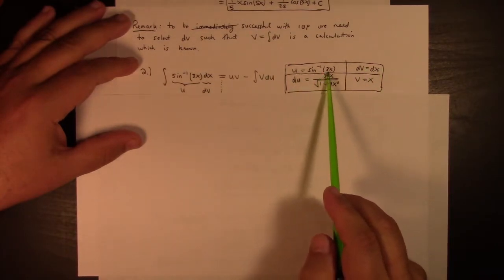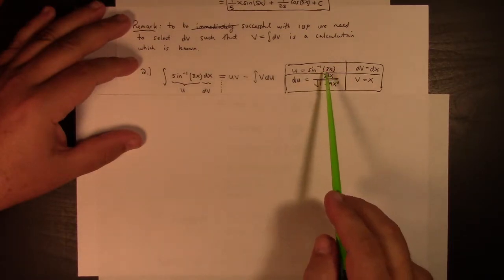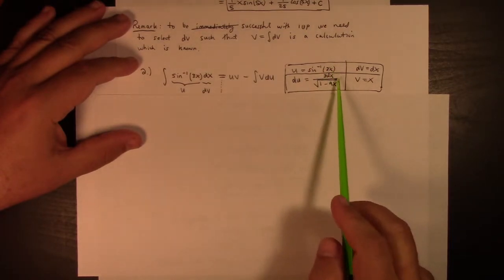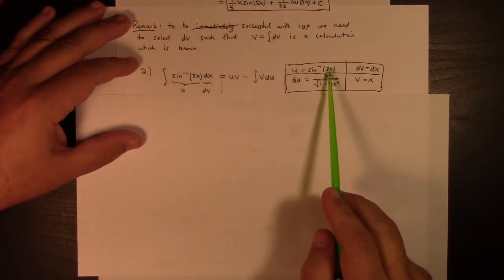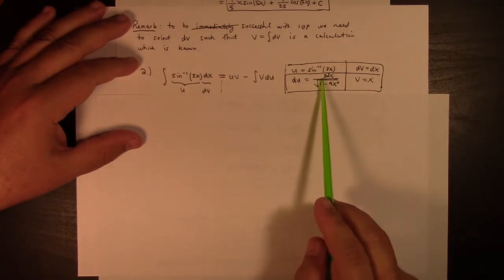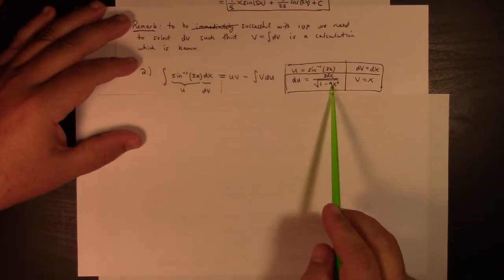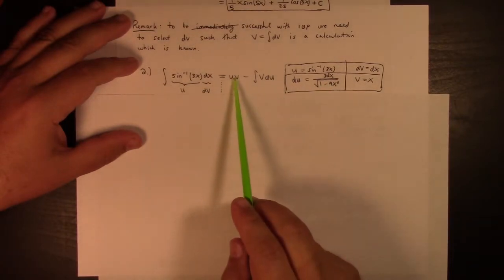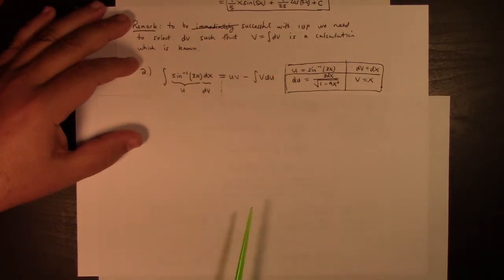Now, if u is equal to inverse sine of 3x, remember that the derivative of inverse sine is 1 over the square root of 1 minus the argument squared, and then the chain rule of 3x. 3x is the inside function. That's why I get this 3 from upstairs. So there's my du, 3 dx over the square root of 1 minus 9x squared. All right, great. So now I have my u, I've got my v, and I can put it down.